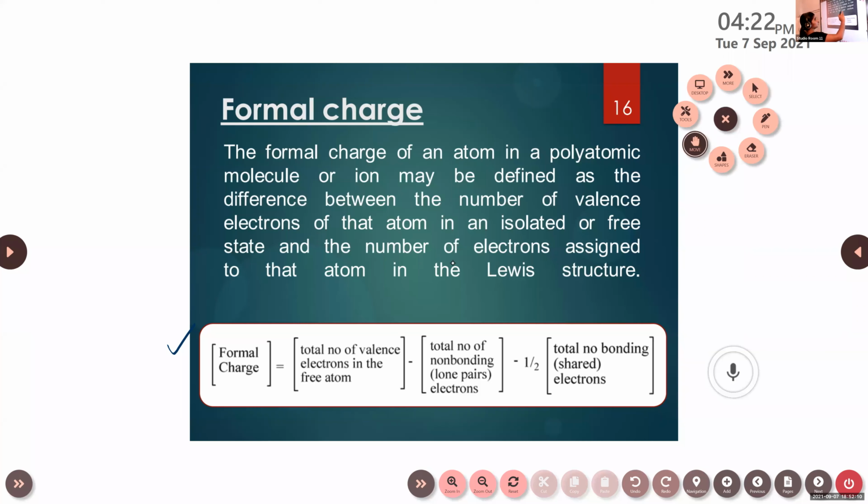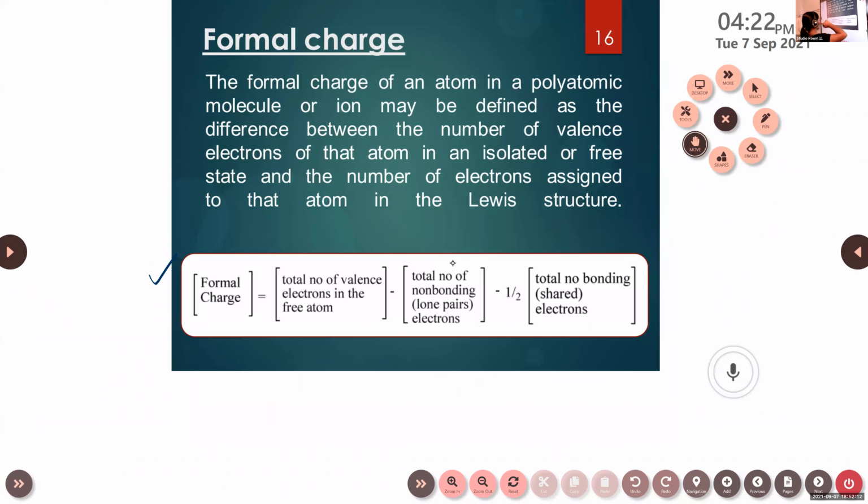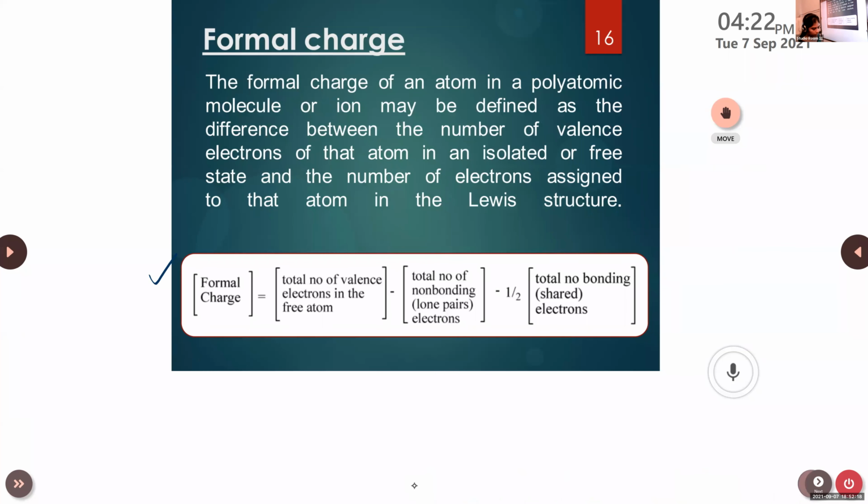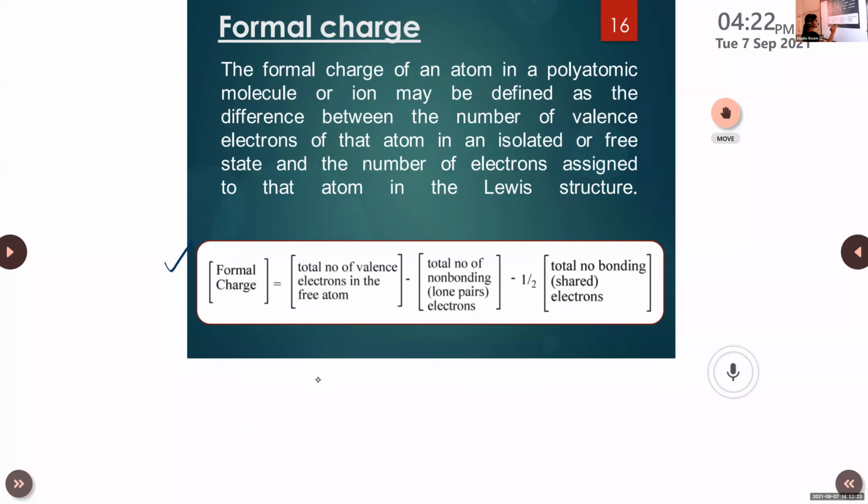Yes. So we can do one example to find out this formal charge. We can start with ozone itself. Do you remember the Lewis structure of ozone? So you can redraw the Lewis structure of ozone. Wait, children.